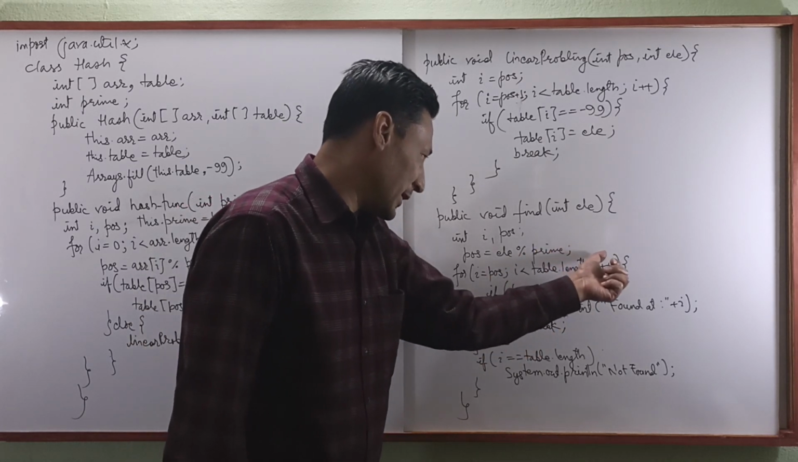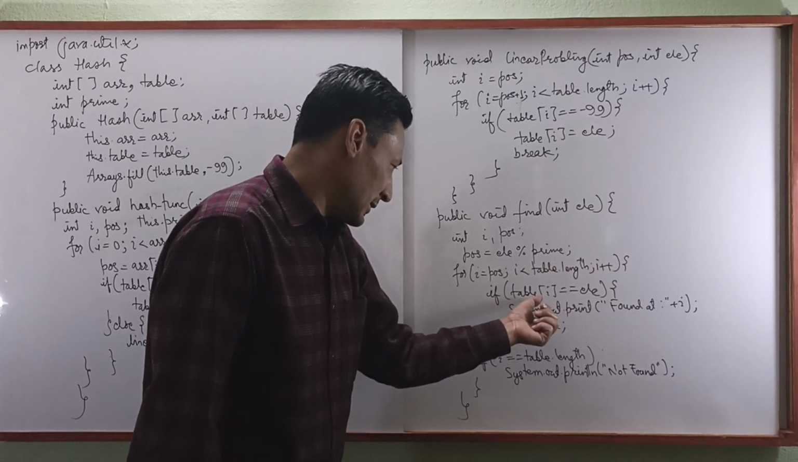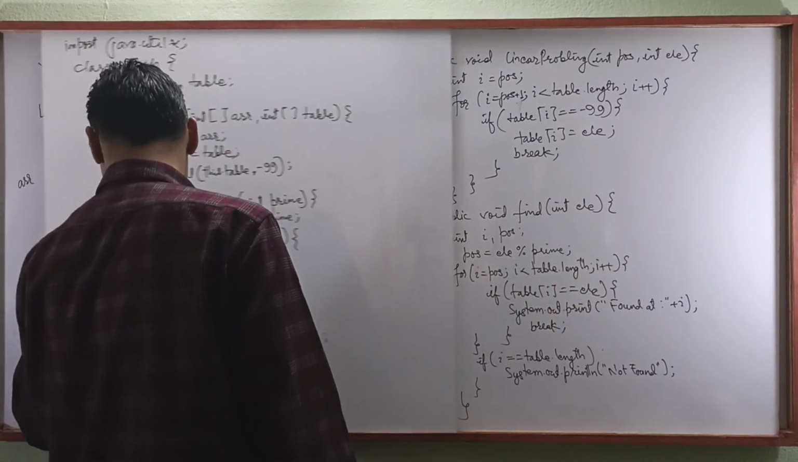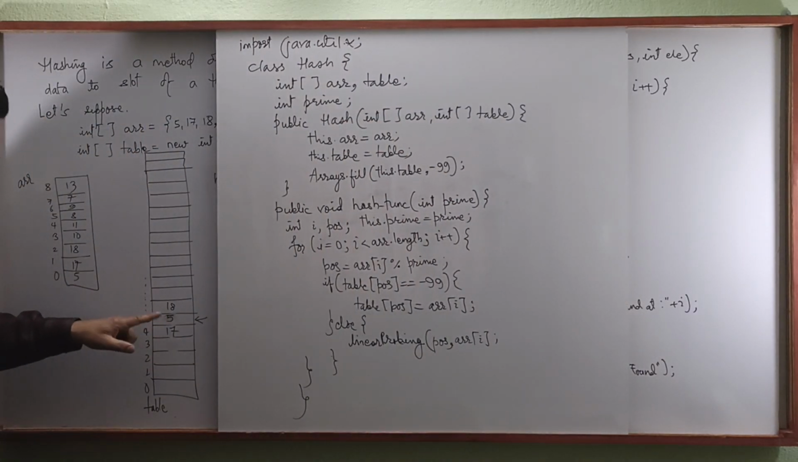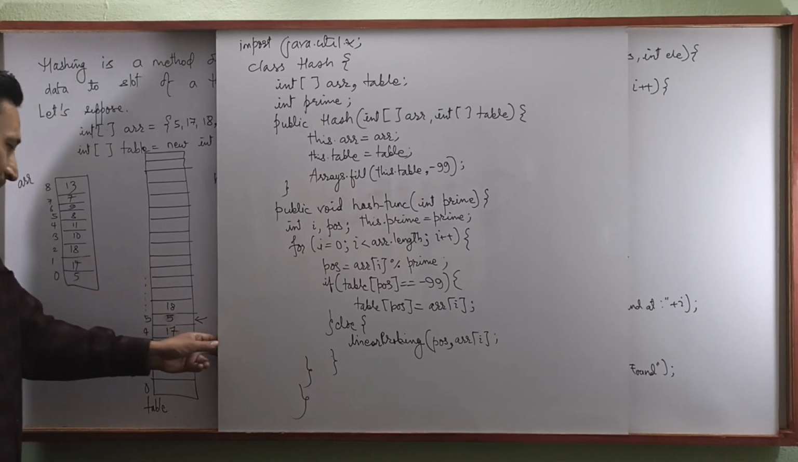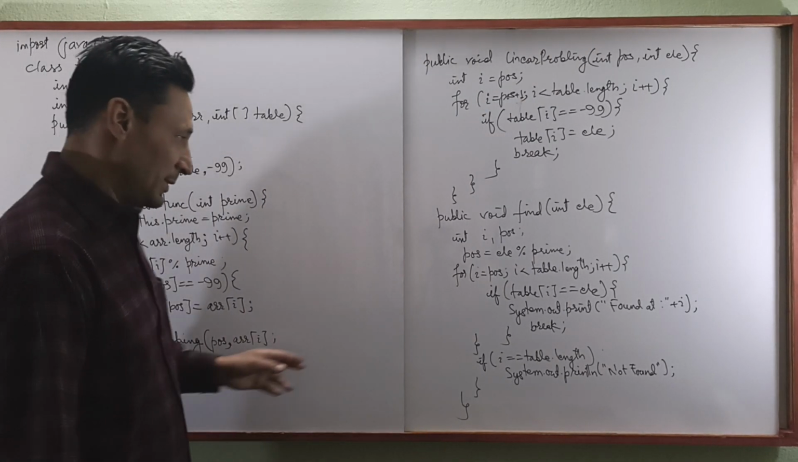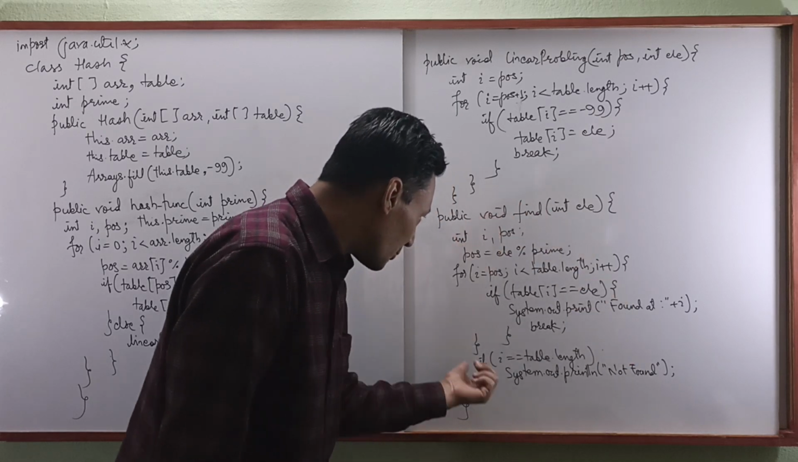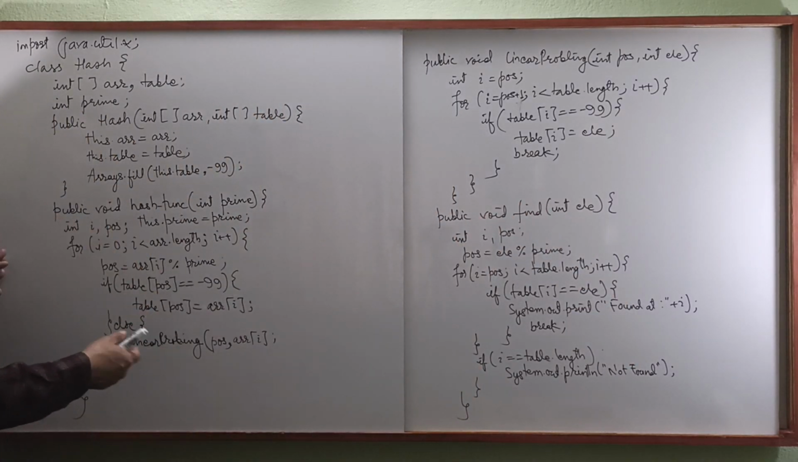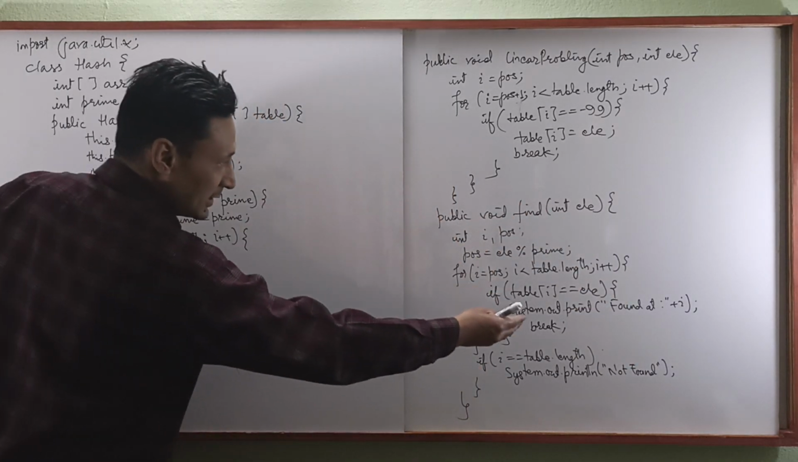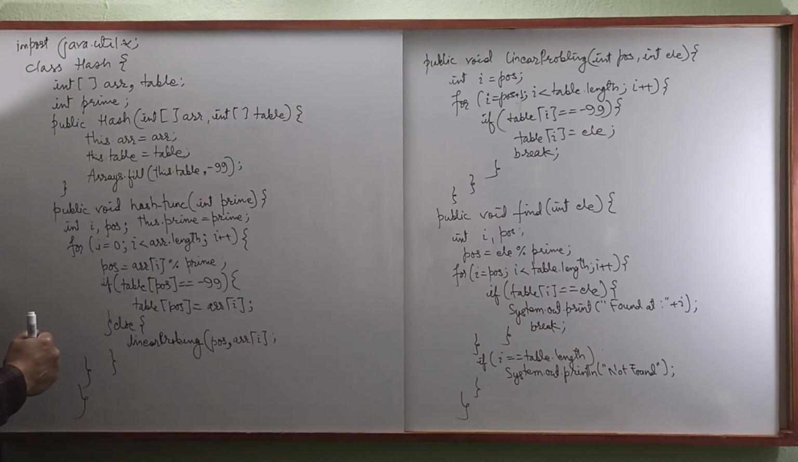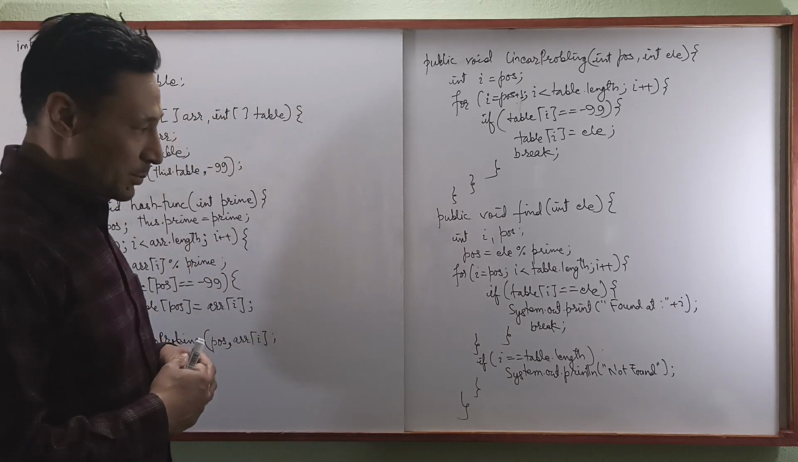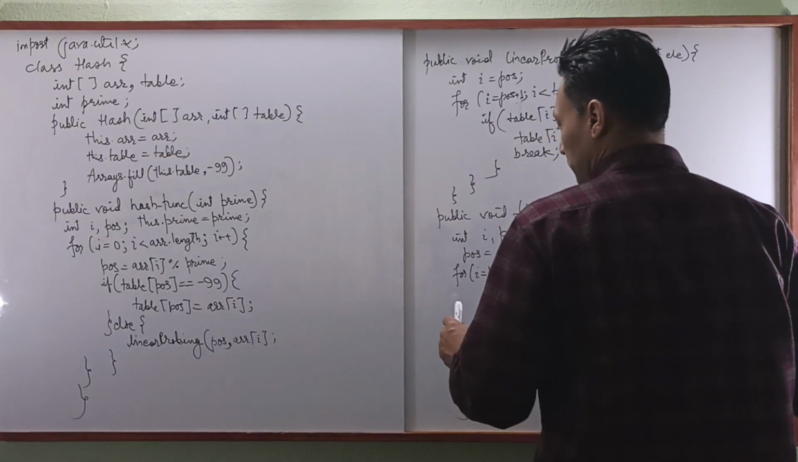So i will be incremented, this will become 6. In the 6th position we are having 17 actually. No, we are having 18. Now we are having 18, so 18 is equal to 18, found. Okay, so in this way we can hash the values to the table, and we can store the hash values within the table. Now let's see how to write the driver program for this.